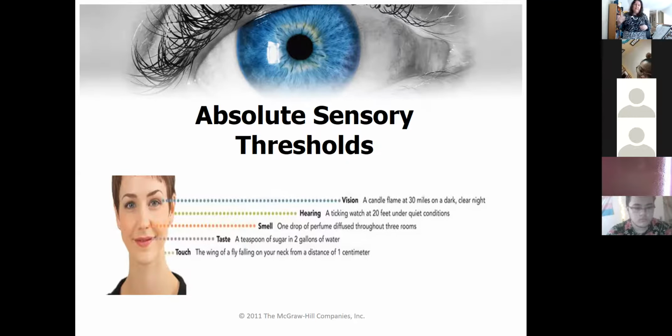Touch: the wing of a fly falling on your neck from a distance of one centimeter. If you've ever been like, ooh, and there actually is a bug there, right? You've sensed this. But again, this is going to differ based on whether you're having some sort of sensory issue, right? Is your arm asleep? Do you have hypothermia? Are you wearing clothes even? If I have a turtleneck on, that's going to be different than if I'm wearing something like I'm wearing right now. So all of these things are, in theory, the absolute sensory thresholds, but these are under ideal conditions.